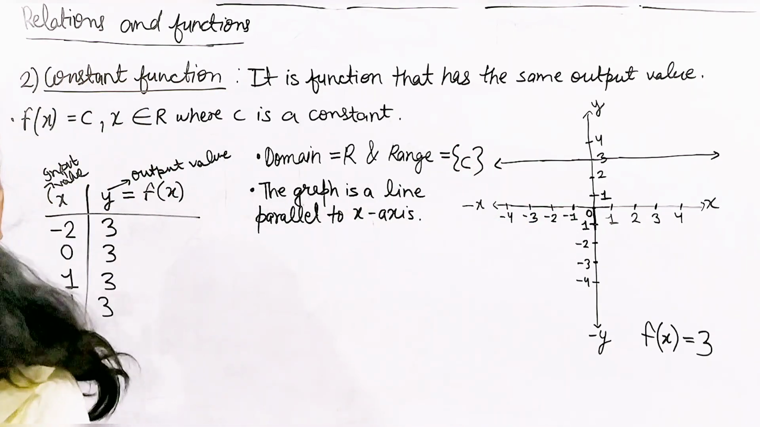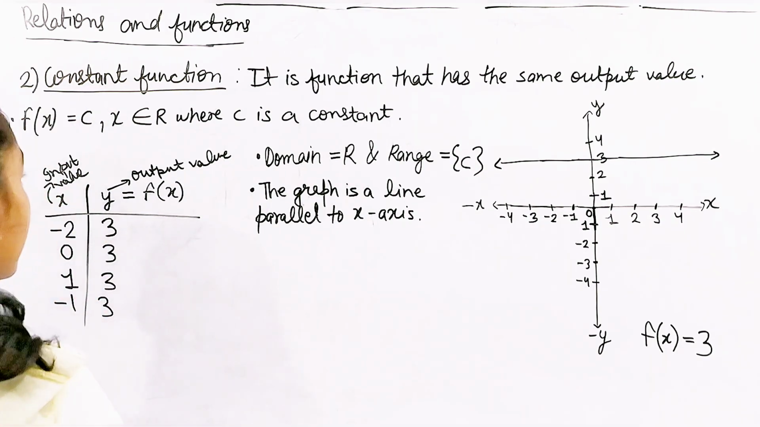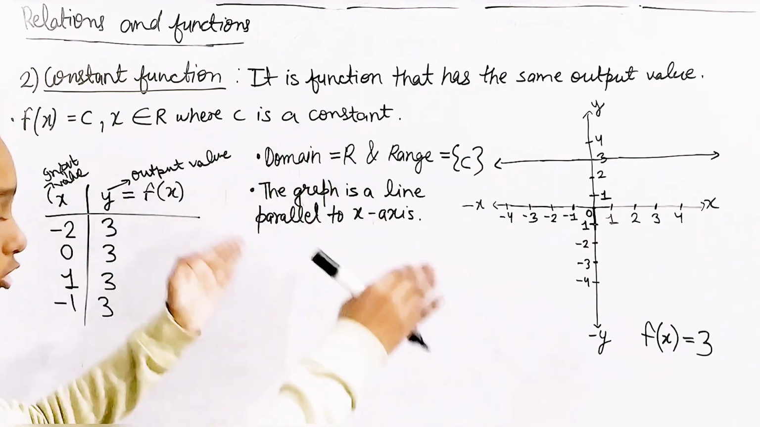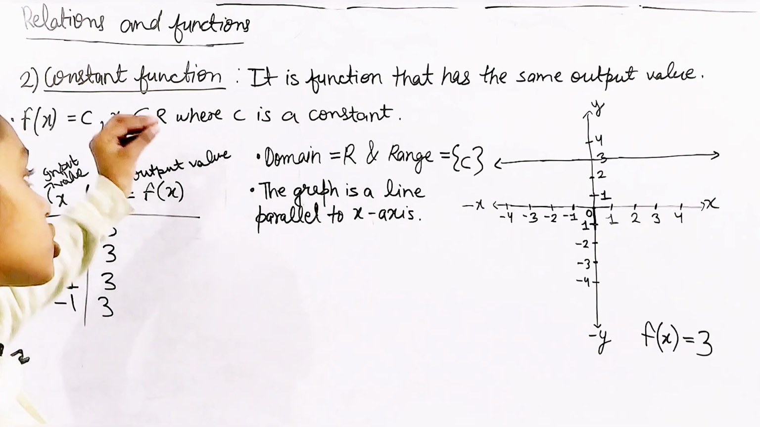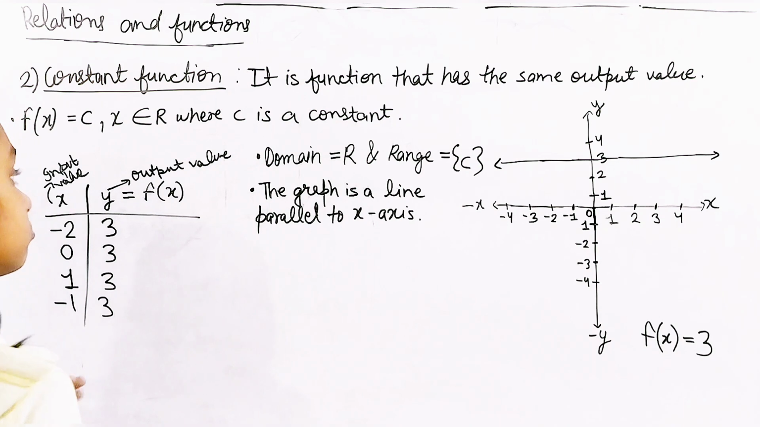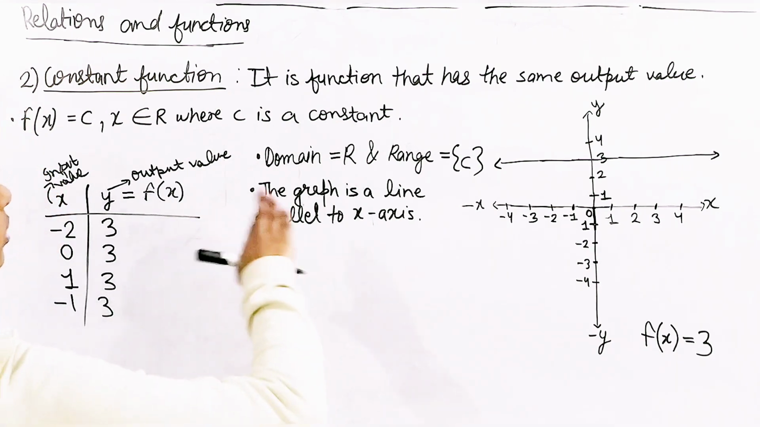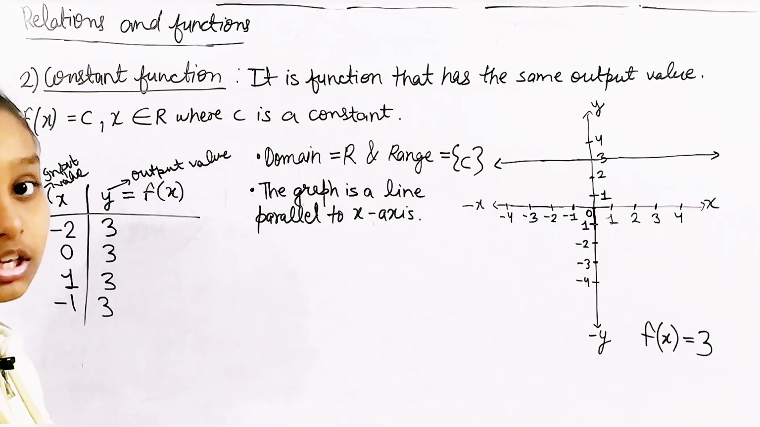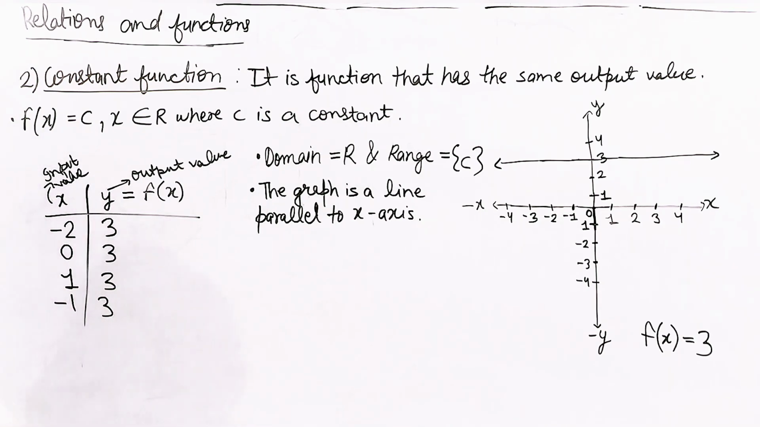Okay, so that's it about the constant function. The constant function was really easy to understand, it's all about the output, nothing about the input. What do we have to remember in the constant function? That it has the same output value. That's it. The domain will be the real numbers, but the range is going to be only the output value we have. Let's move on to our third function, which is a polynomial function.